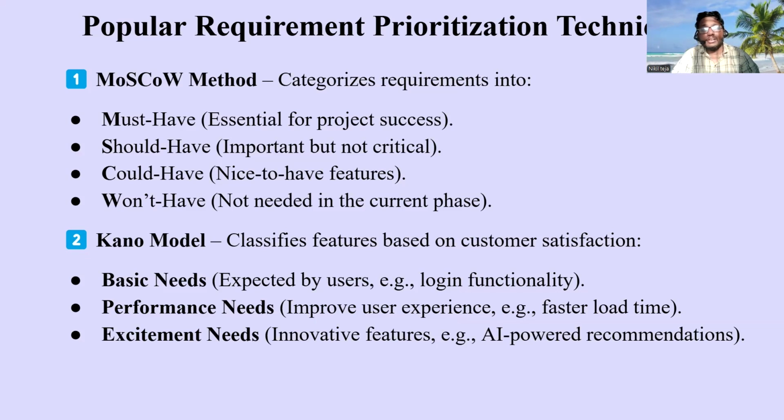Next is should have. These are important but not crucial and not critical as a must have. If you didn't build must have requirements, the project will be a failure. But should have are important, but they are not as important as must have. So there will be again 3 to 4 requirements which fall in the category of should have. Then there are could have features, which are the nice to have features.